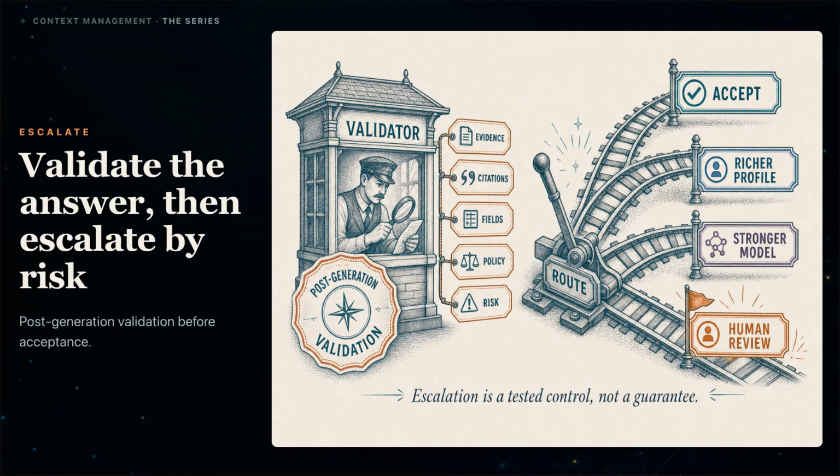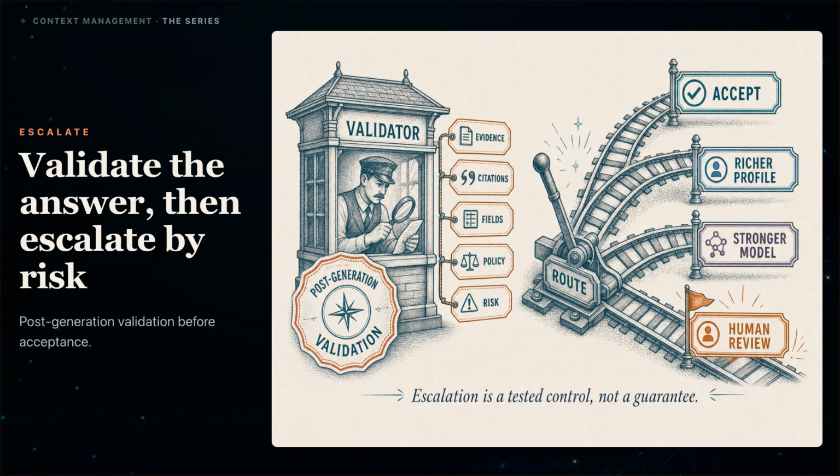So validation comes after generation. Check whether the answer is supported by the evidence, whether citations resolve, whether required fields are present, and whether policy and risk limits are satisfied. Accept a supported, low-risk answer. If a specific piece of information is missing, retry with a richer tested profile only when it still fits the latency and cost budget. Otherwise, route the task to a specialist model, a rule-based workflow, or a human reviewer.